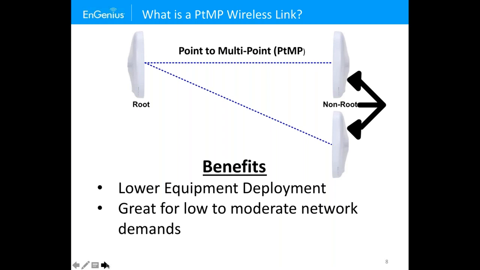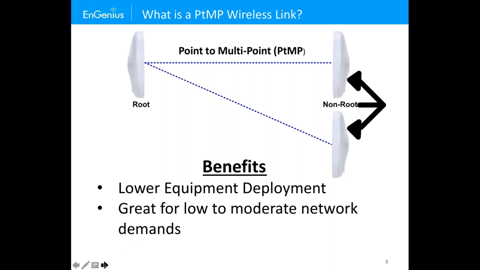The benefit of having a point-to-multipoint is lower equipment cost. In the example right now, if you were to do point-to-points, we would have 2 point-to-points, and it would require 4 radios. In the point-to-multipoint, we actually have just 3 radios, but as the ratio gets bigger, the amount of equipment gets smaller. So let's say we have a 4-to-1. Well, then that would mean we would need 8 radios as opposed to only 5 radios. They're good for low to moderate network demands, and we'll go over why that is later.